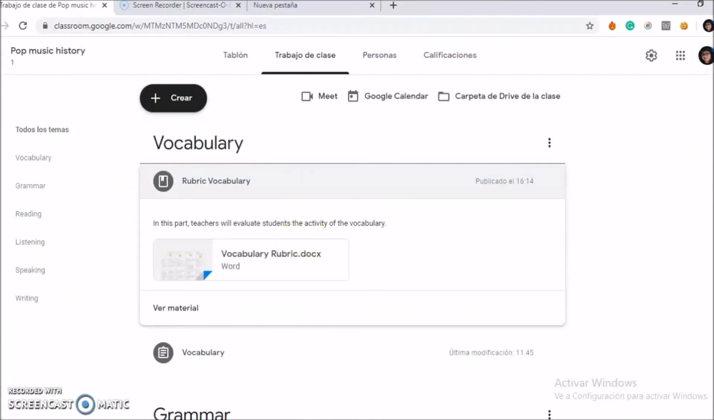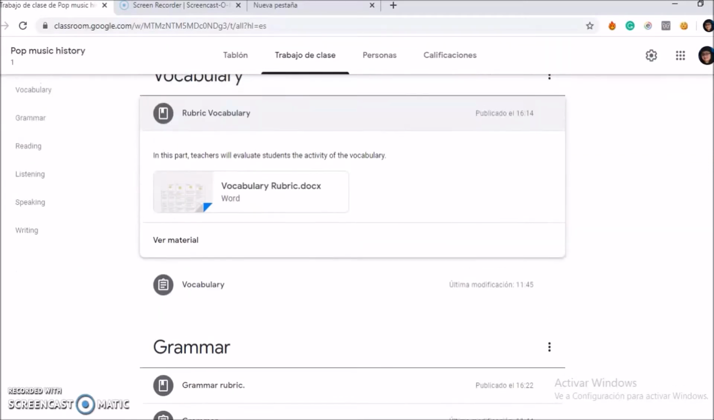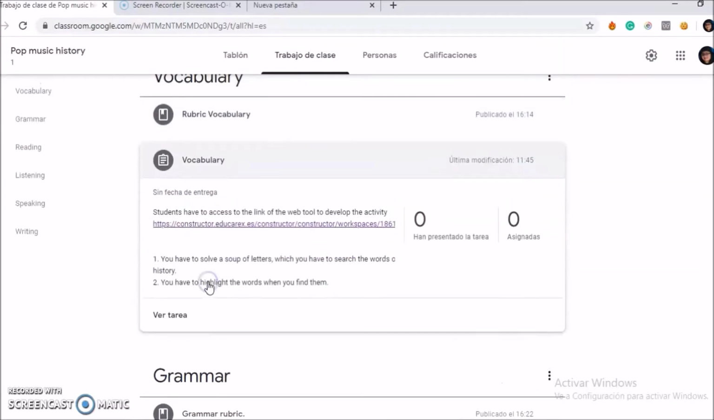So in this part, there is the activity that the students have to develop. This activity consists in that they have to find words related to the topic, in this case, pop music history. There is the link of the activity.